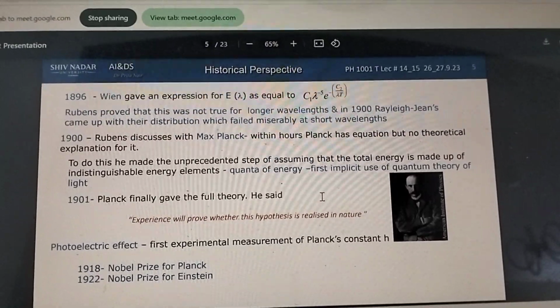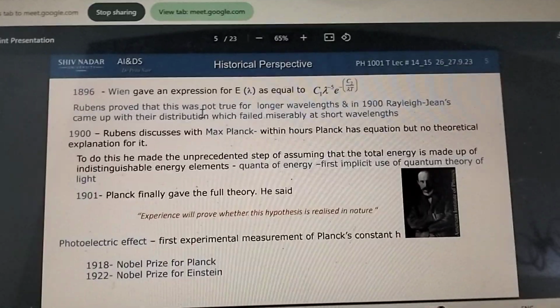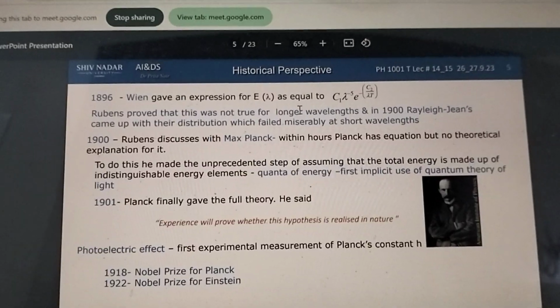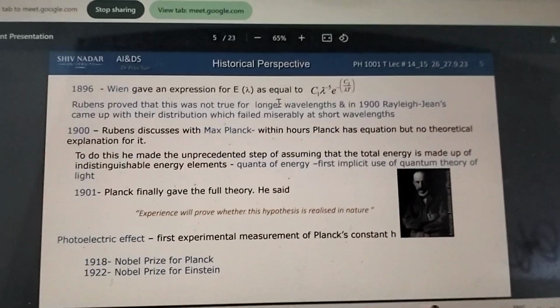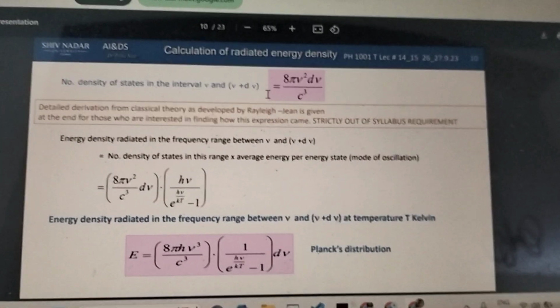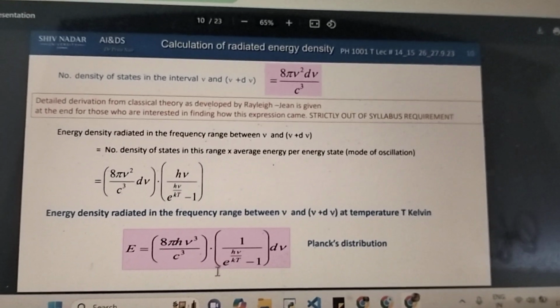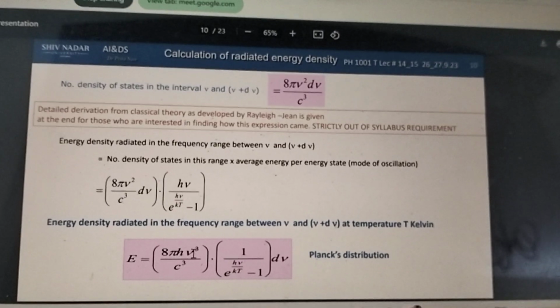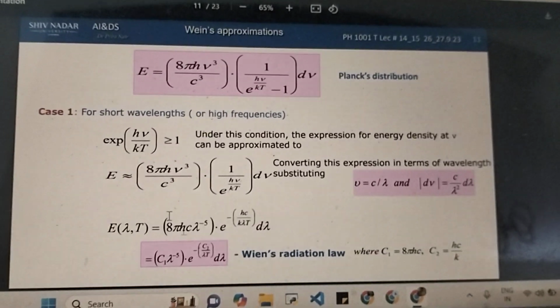Yeah, so Wien's expressions worked for short wavelengths but not for long wavelengths. Rayleigh-Jeans worked for long wavelengths but failed at short wavelengths. This is what we saw. And then Planck came and gave this expression. So we are now going to test to see if this works both at short as well as long wavelengths.